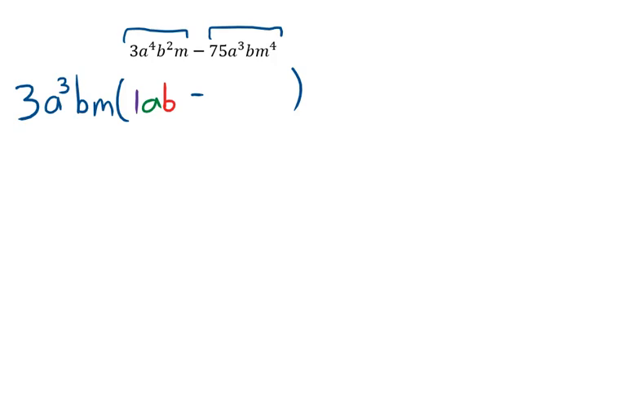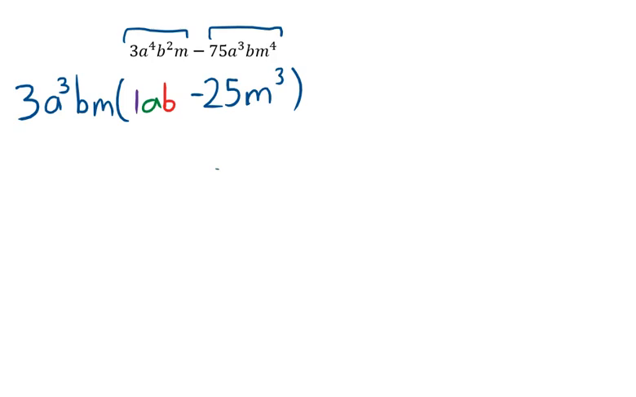Minus 75 divided by 3 is 25. A to the 3 divided by a to the 3 is a to the 0, so I don't write it. B to the 1 divided by b to the 1, b to the 0, I don't write it. M to the 4, I factor out m. I'm left with m to the 3.